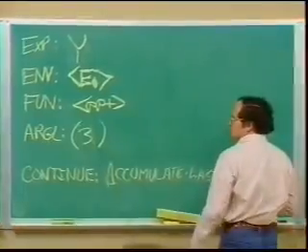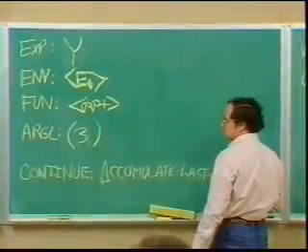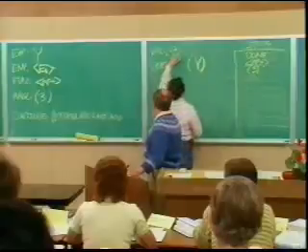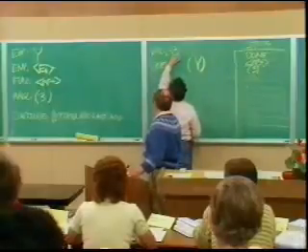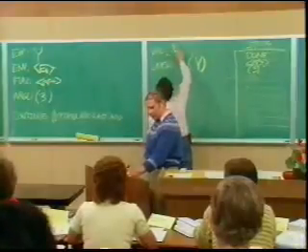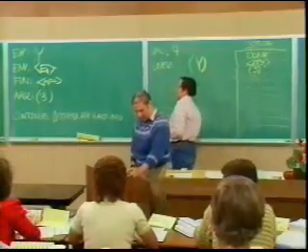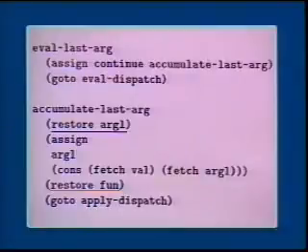Now we're set up again for eval dispatch. We've got a place to go to when we're done. We've got an expression. We've got an environment. Okay, so we'll short circuit the call to eval dispatch, and what will happen is there's a y there. It's 4 in that environment, so val will end up with 4 in it, and then we're going to end up at accumulate last arg. Okay, so at accumulate last arg, we restore argle.